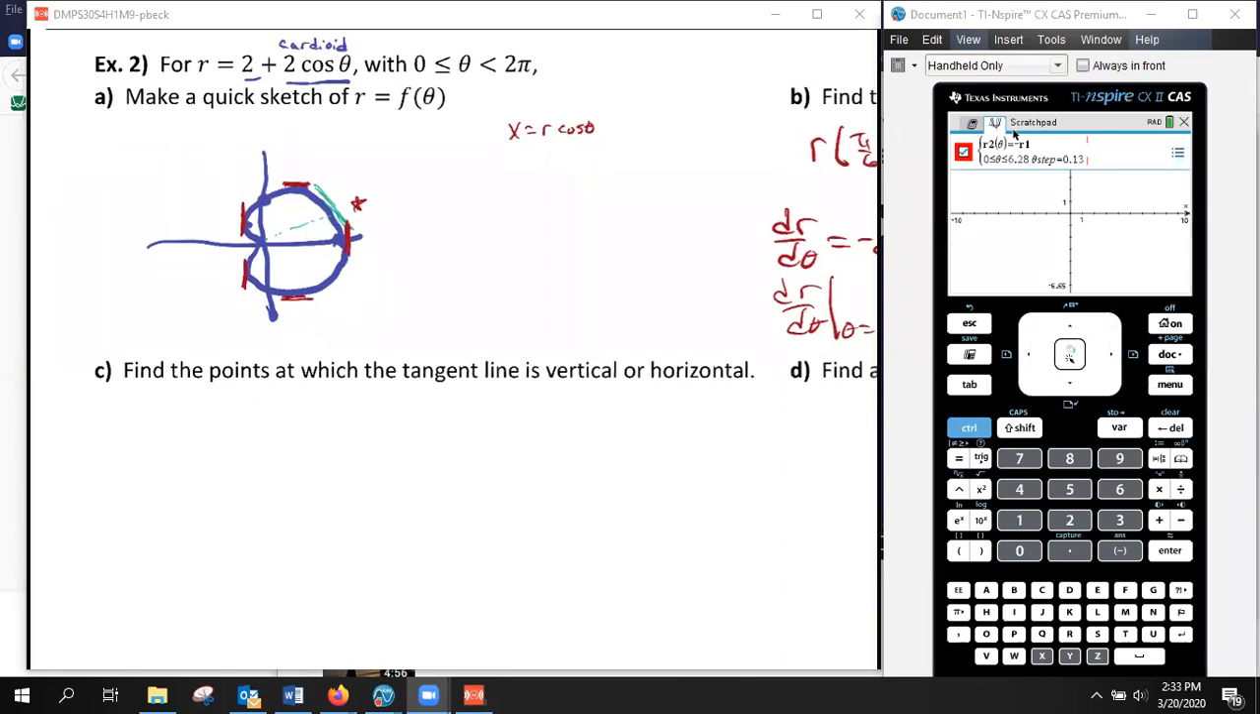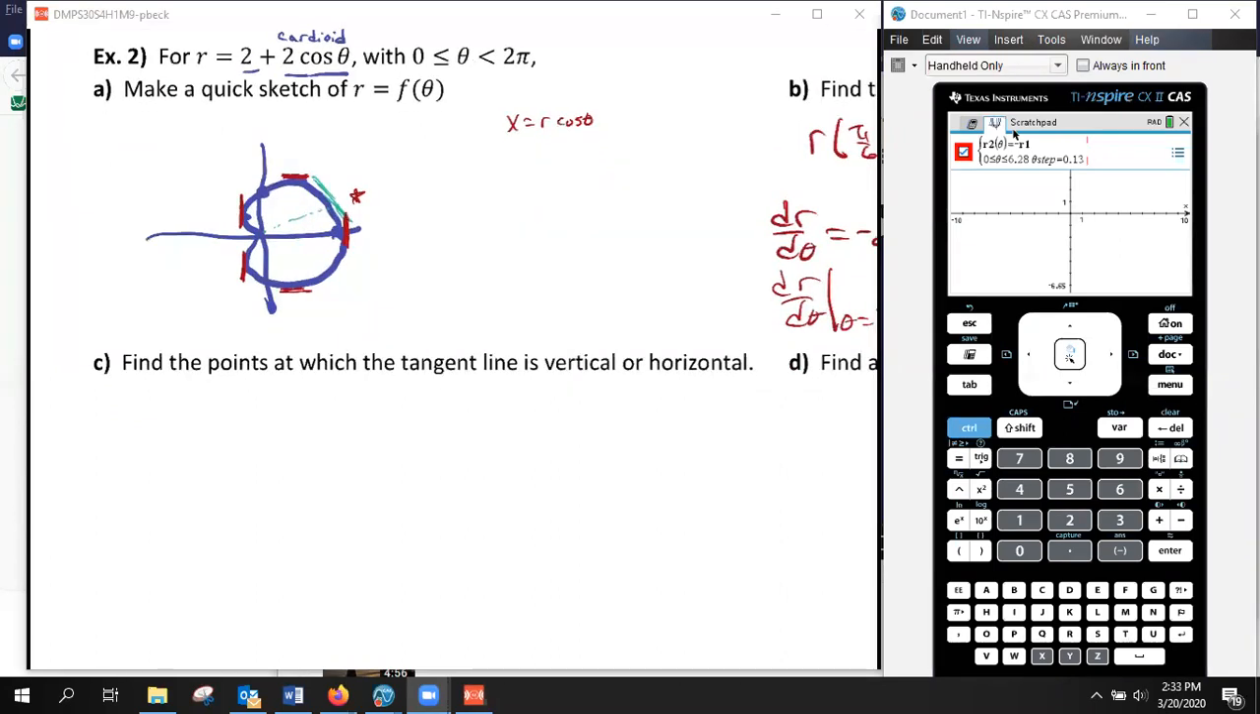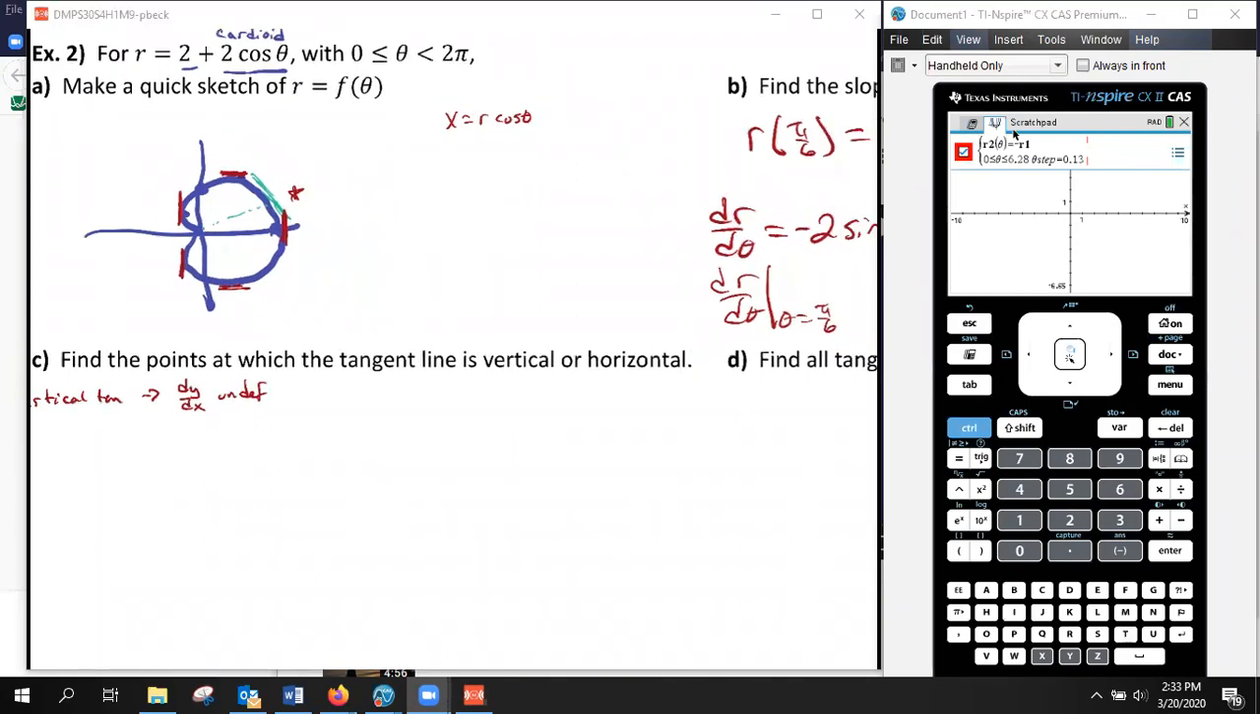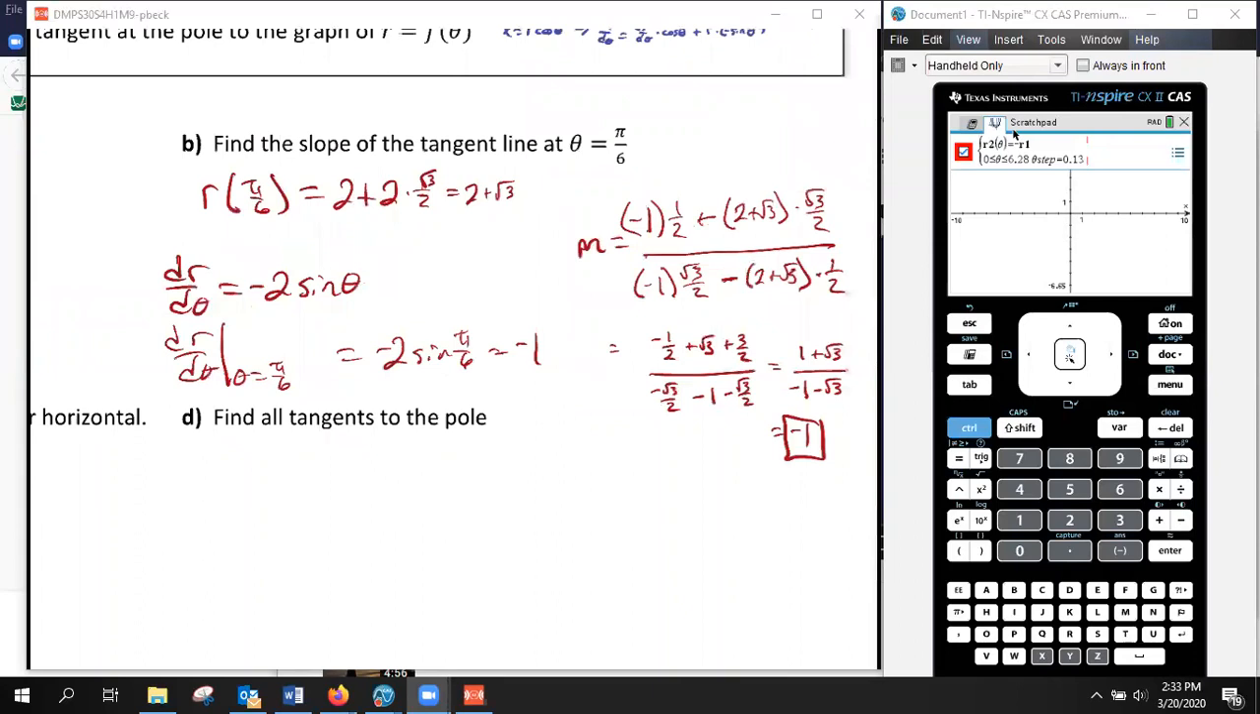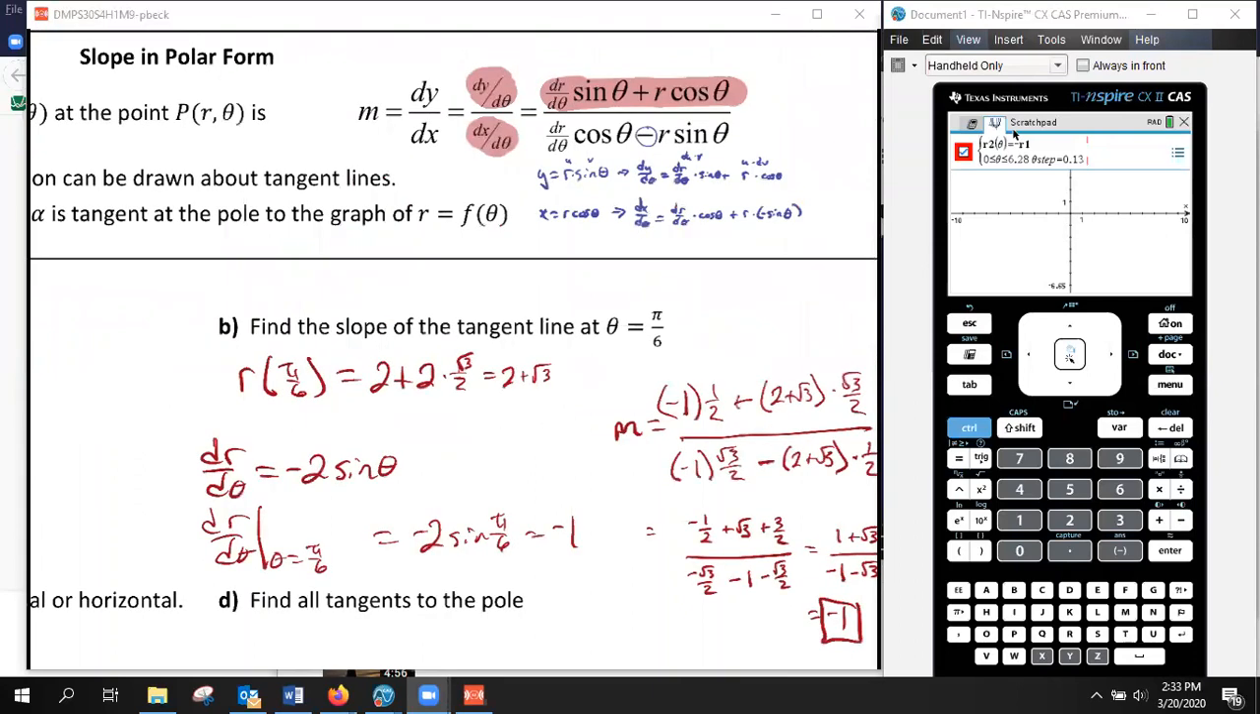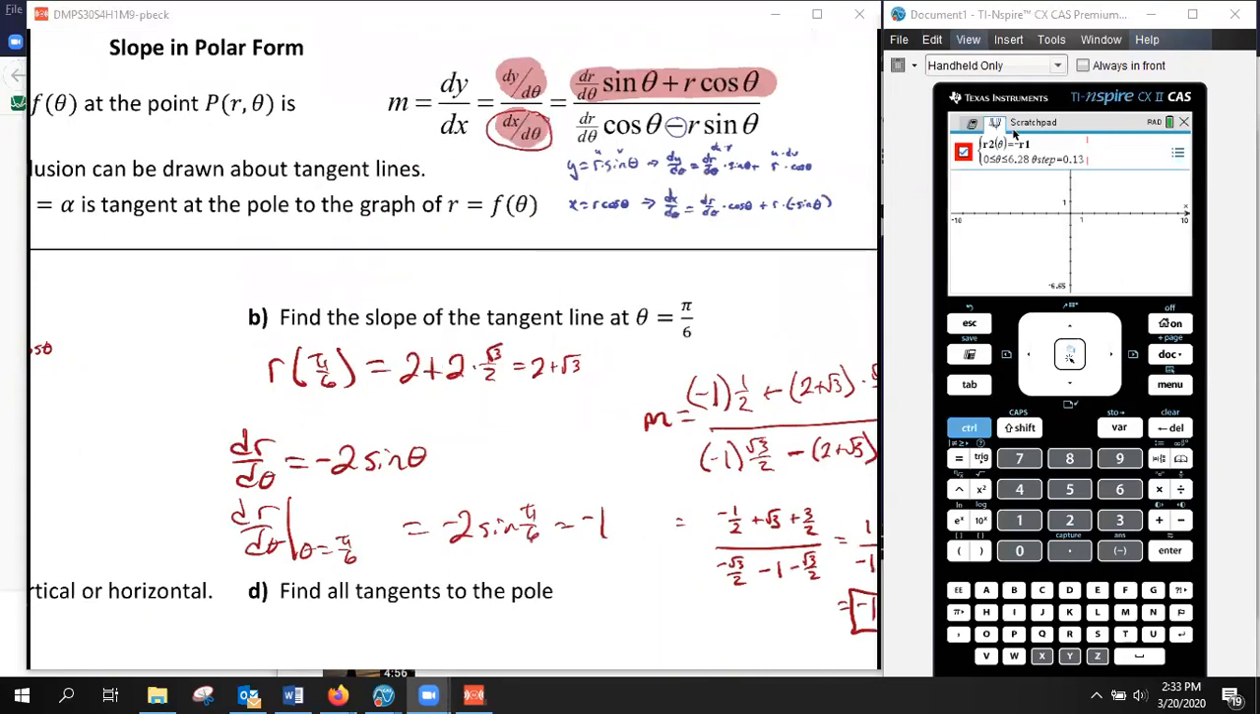So let's start off with, if I have a vertical tangent. The vertical tangent is where dy dx is undefined. And that's typically where my denominator is undefined. So if we look back at our equation, our vertical tangent occurs when dx d theta equals 0.